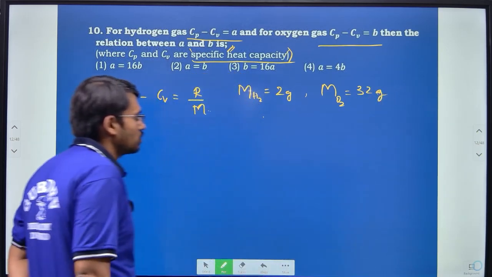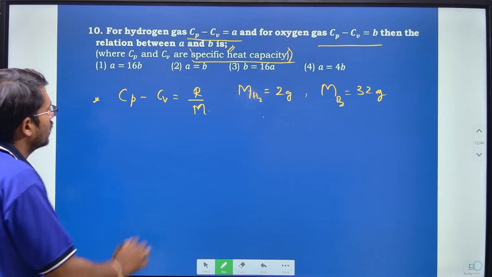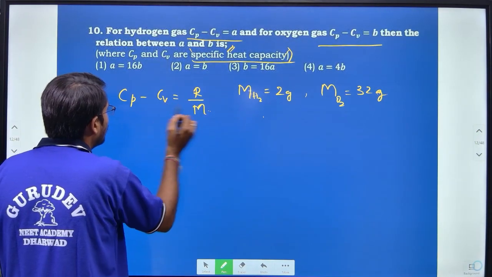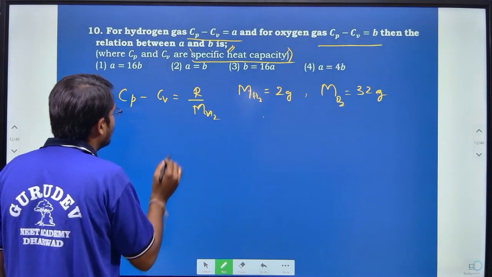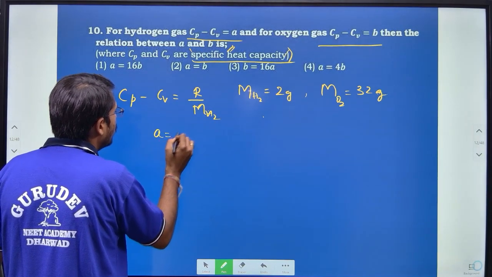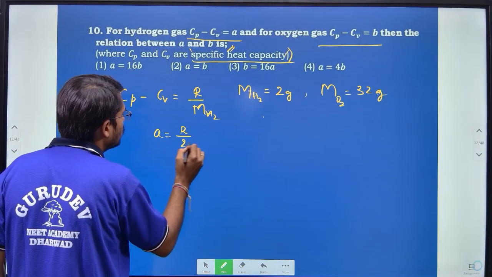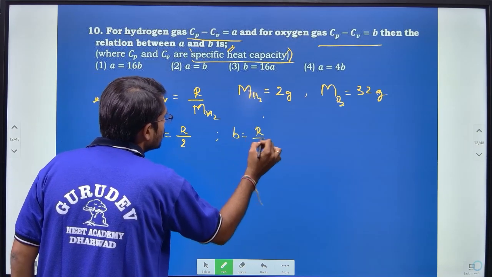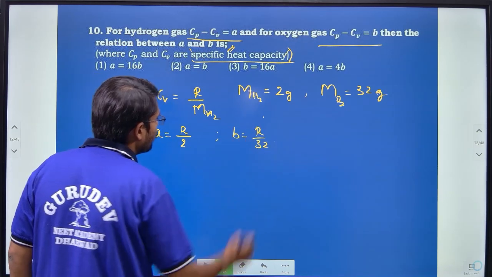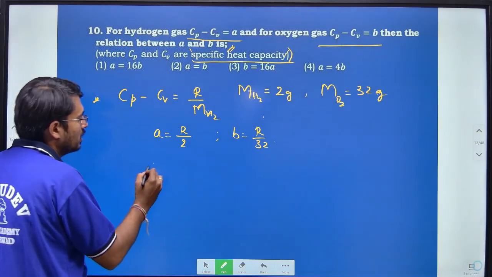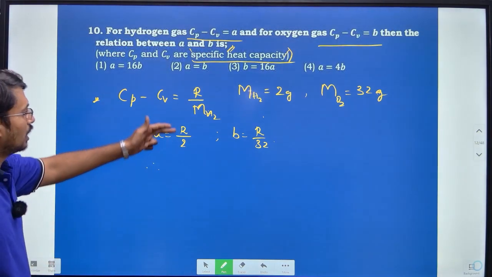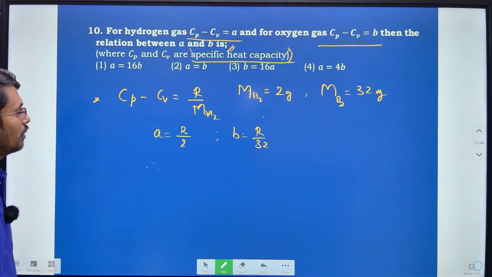As a result, what we can write here is R by 2 for hydrogen. So A equals R by 2. In the same way, B equals what? That is R divided by 32. And if that is the case, what is the relation between them? We can write this as A is R by 2 and B is R by 32.